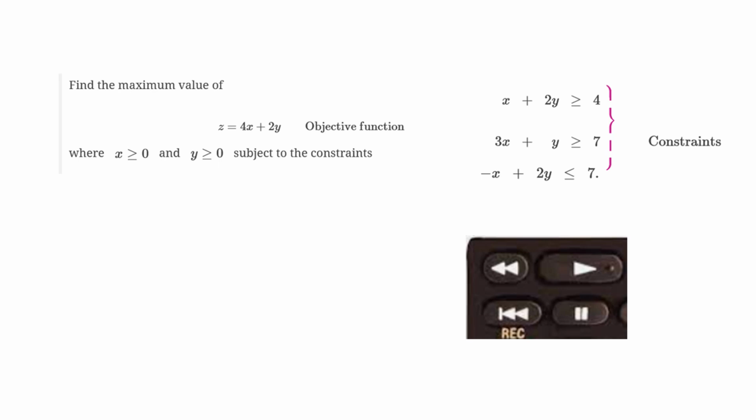Here's another problem. Find the maximum value of z = 4x + 2y subject to these constraints. Let's pause the video. Let's see how you did.